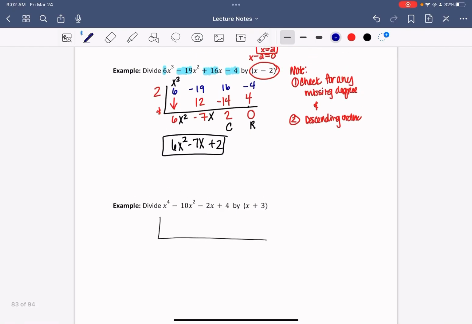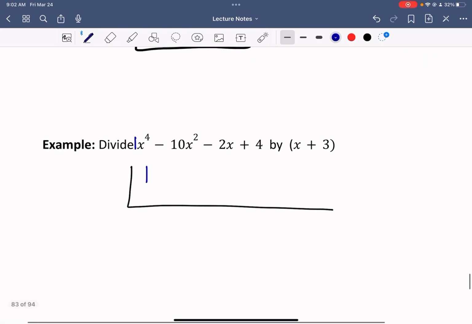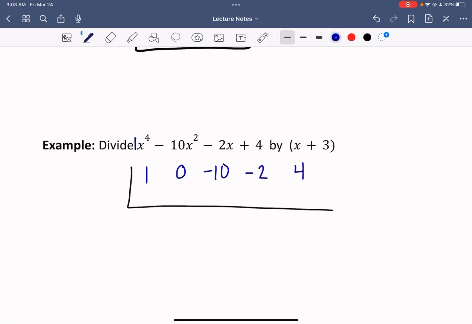So we're going to say, okay, x to the fourth is the largest. There's an assumed 1 there, so I'll say 1. I do not have an x cubed. Here, let's zoom in a little bit. I do not have an x cubed, so I'll put a 0. What is my x squared? I have an x squared of negative 10. Again, just keeping negatives and positives, but not writing any letters in this process. Negative 2, and then positive 4.